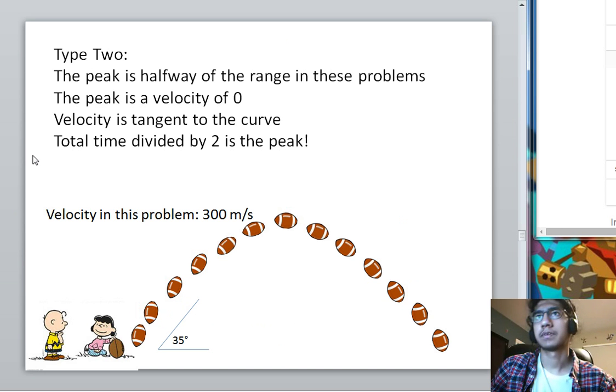So now with type 2, we're dealing with the peak. There are certain properties of a type 2. The peak is halfway of the range in these problems. So of total delta x, the peak is half of that. The peak has a velocity of 0, and the velocity is tangent to the curve, which in this case is horizontal. And total time divided by 2 is the peak. This is the time taken for the ball to get from here to here. Half of that is the time it takes for the ball to get from here to here.